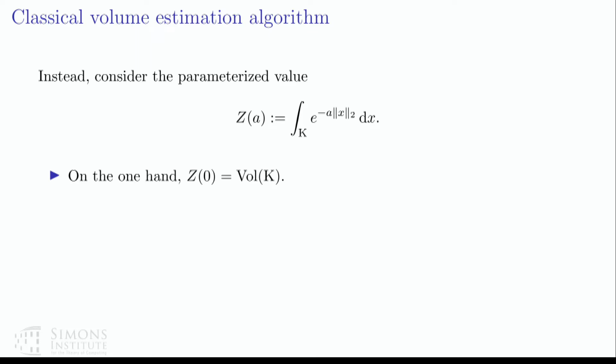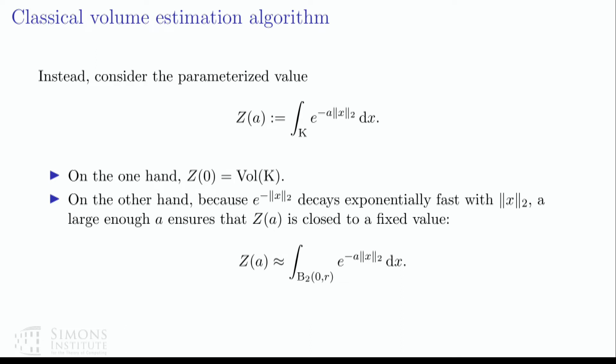I think on the one hand, it has the nature that the z0 value is equal to the volume of the convex body. But on the other hand, if you take it to another extreme, the exponential function decays exponentially fast with respect to the L2 norm of x here. If you choose a large enough a here, it will ensure that the value za is close enough to a fixed value, so you don't have to take the whole integral on the convex body. It suffices to take the integral on the small ball, because the outside part decays too fast, and this is a good estimation of the value za.